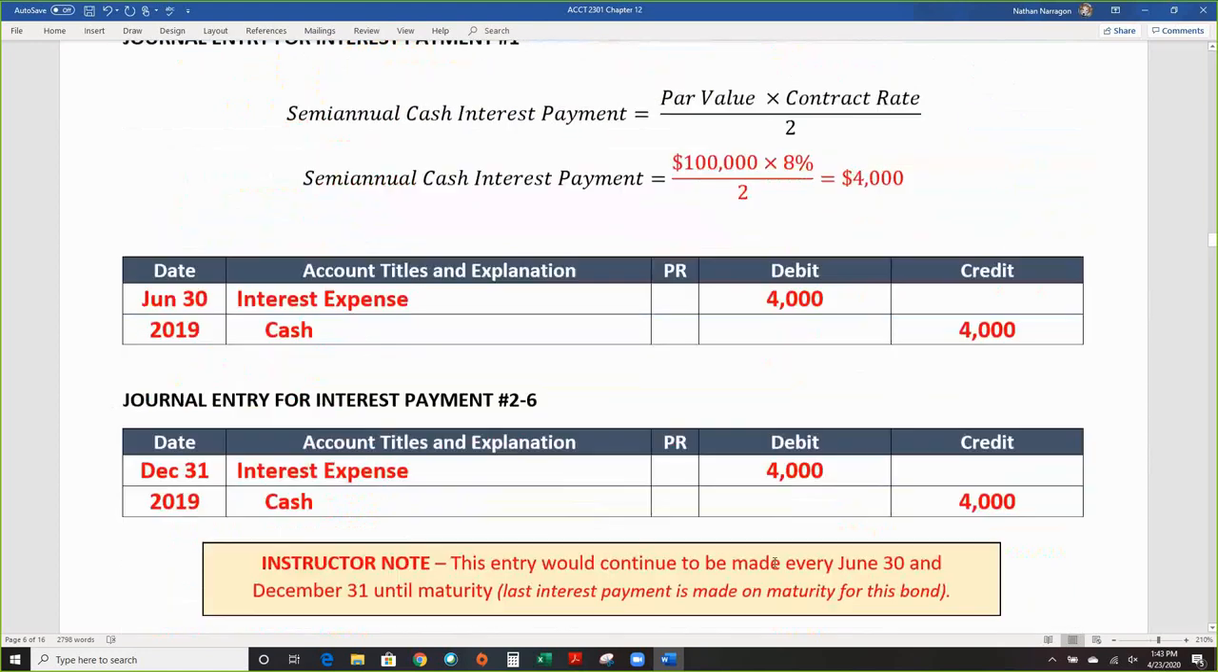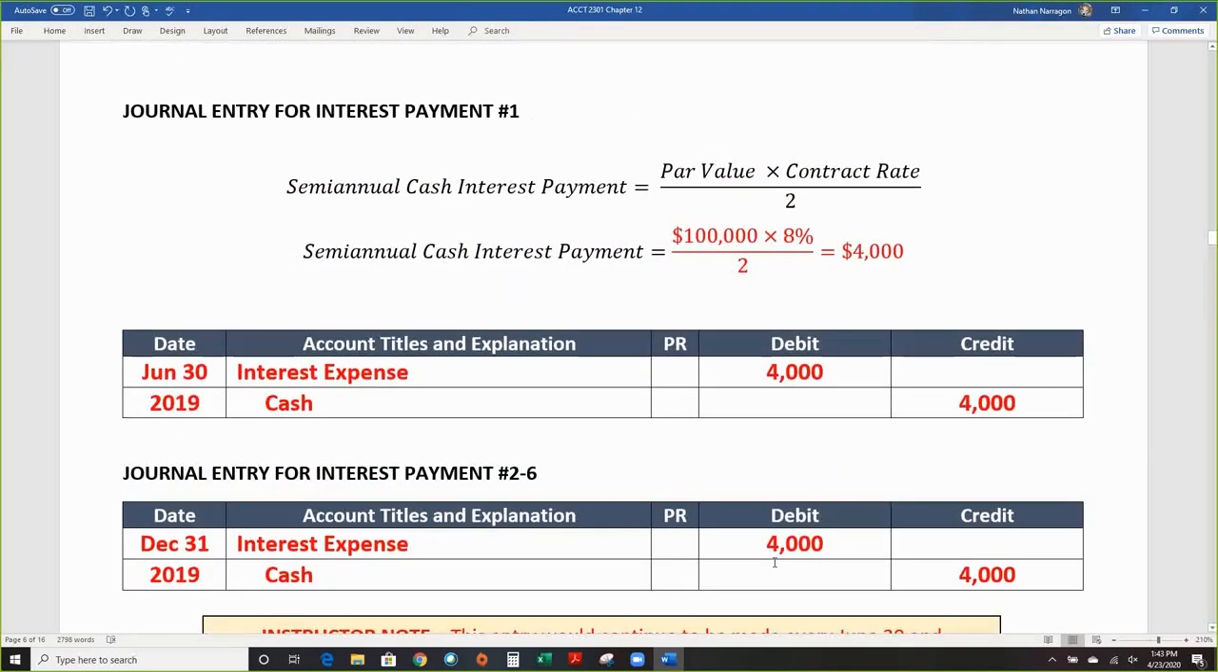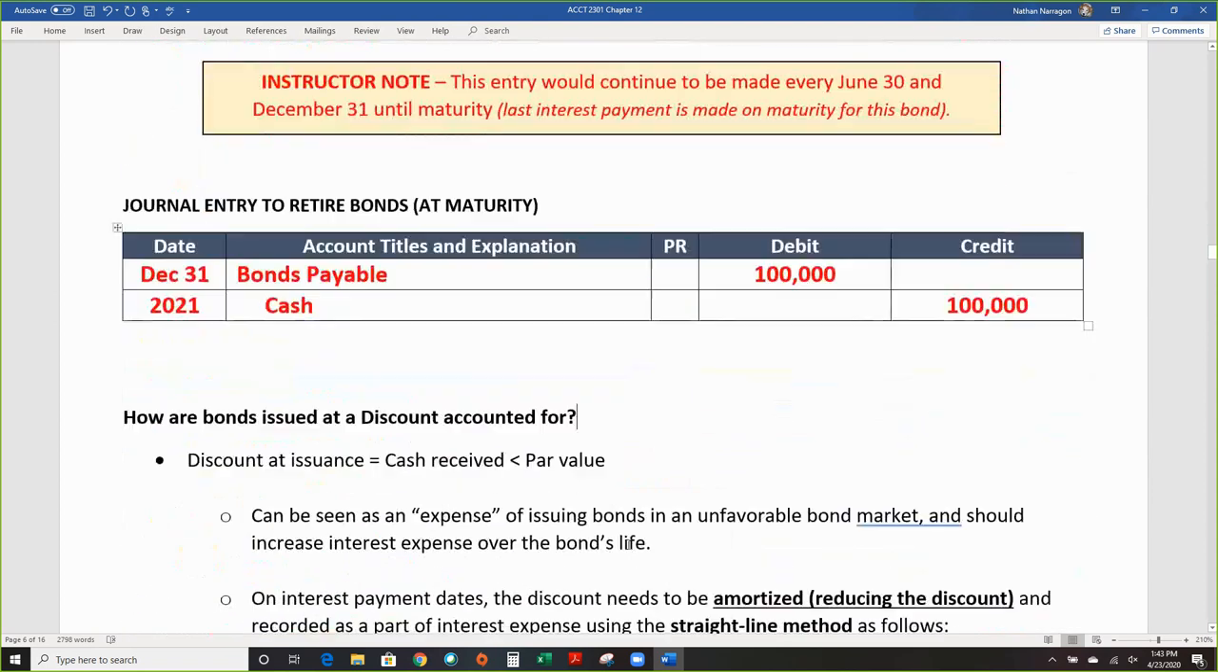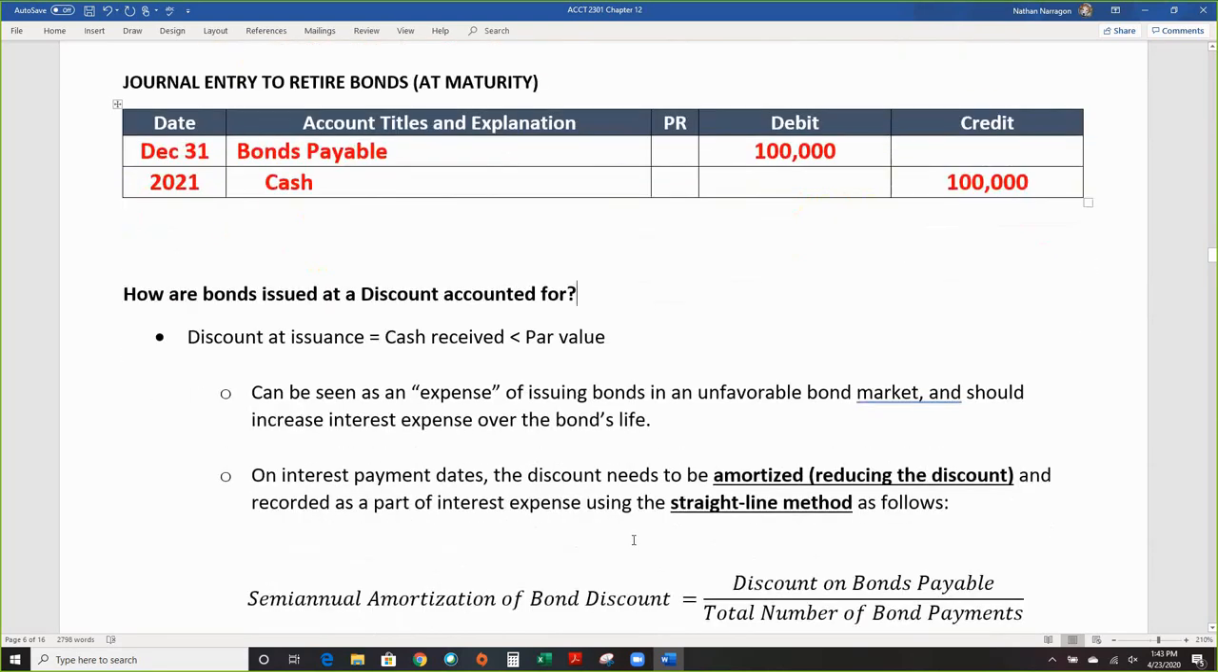Not overly difficult on its part. Of course, are y'all going to see a lot of bonds being sold at par? Probably not. So, let's do what happens when it sells at a discount. So, below par value. Now, when it is sold for a discount, how can you see this as an expense of issuing the bond? Again, basically, you're going to have to pay back more than the money you receive in the end life of the bond.